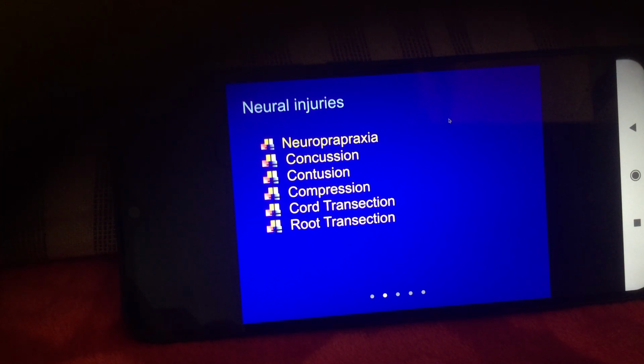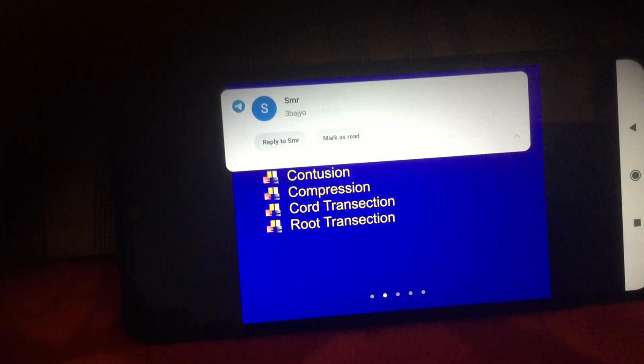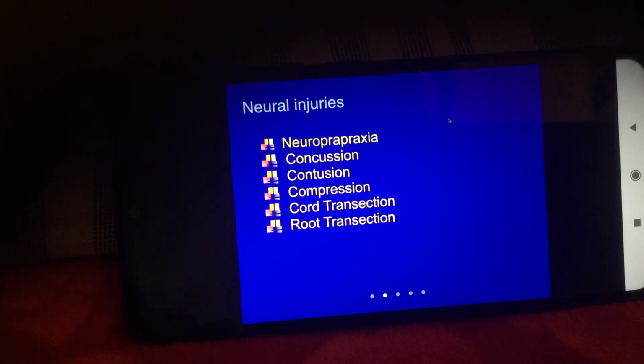Neuropraxia, what is it? There is no anatomical disturbance in the nerve or spinal cord. Due to the impact of the trauma, the spinal cord or the nerve stops functioning for a little bit of time. After some time, it again resumes its function. That is known as neuropraxia. And usually neuropraxia lasts for a few minutes up to a few hours, then gradually it recovers.